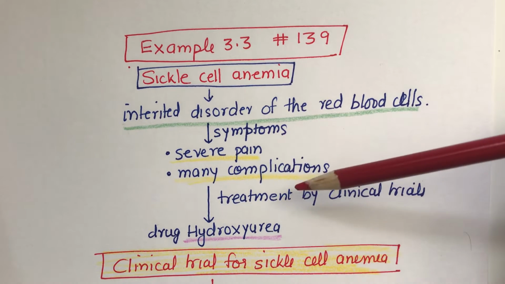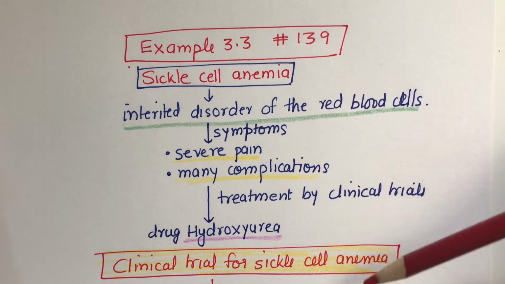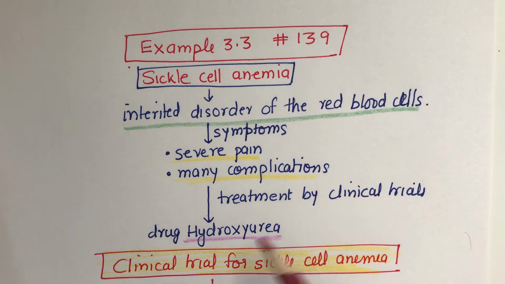patients have severe pain and many complications. In order to treat that, some clinical trials were done, and a kind of drug called hydroxyurea was used. They checked how effective it is. In order to do the experiment, they ran clinical trials. As I told you before, a clinical trial is a kind of trial where they check how effective a drug is on patients for a certain disease.